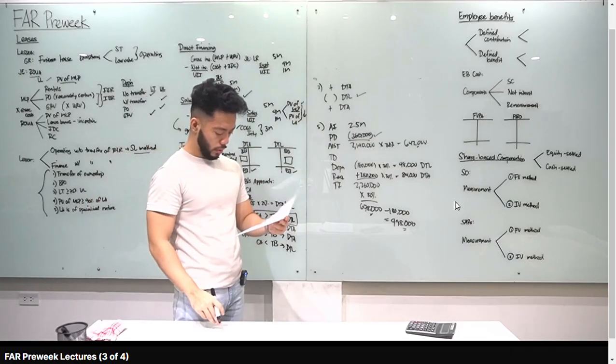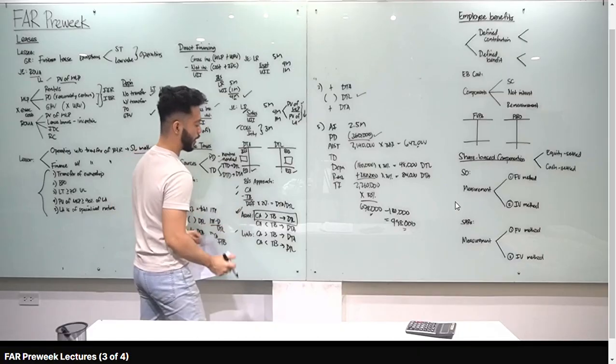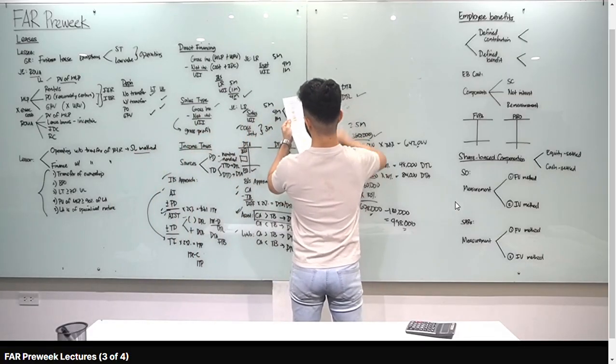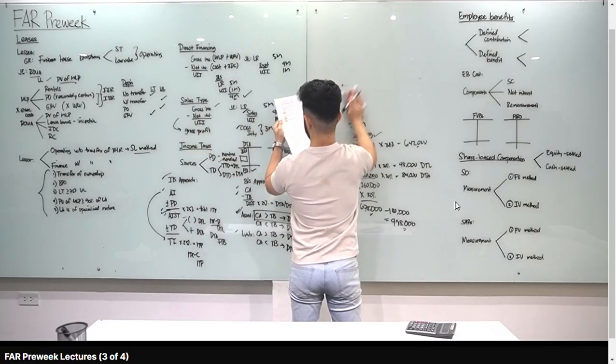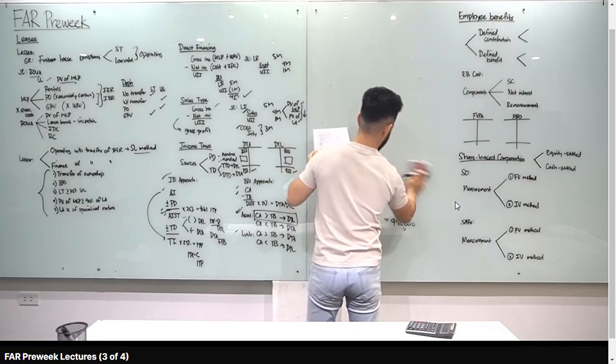Let's go to 9 to 12. Doon naman tayo sa balance sheet approach. Ito yung i-apply natin sa balance sheet approach. Again, yung una lang yung kailangan nyo tandaan dyan. Okay, number 9, what amount should be reported as current tax expense? Number 10, what amount should be reported as total tax expense? 11, deferred tax liability, and 12, deferred tax asset.